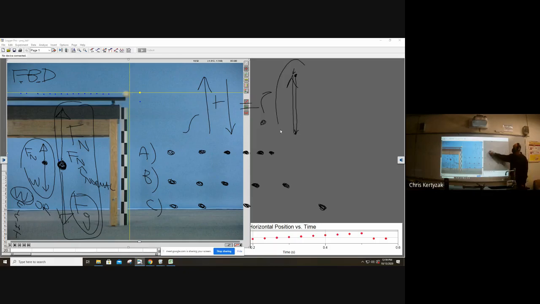Those I just drew, each one added to the next, head to tail method. How long is the result? If I went like this and like this, I'd say this is the resultant. Oops, right here. But I drew it like this. What's the length of the resultant? Zero. There is no resultant.